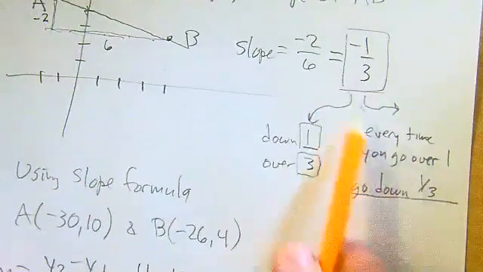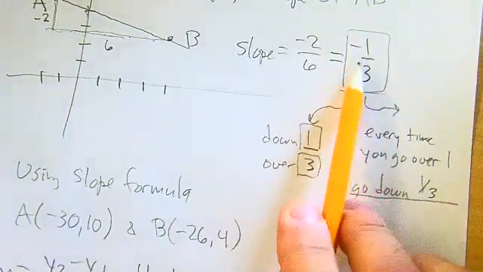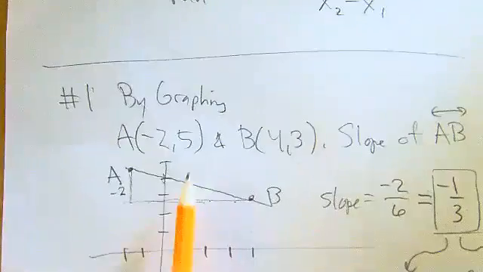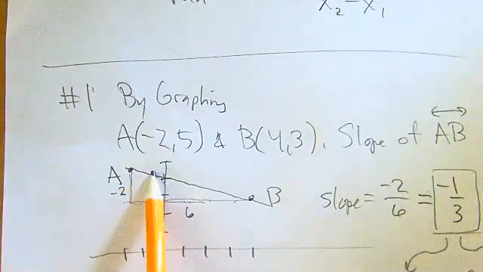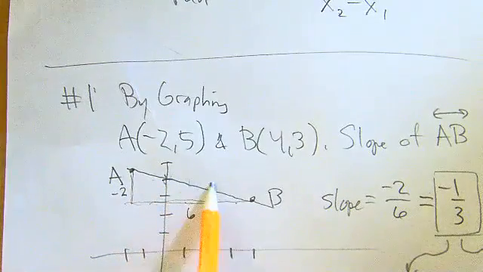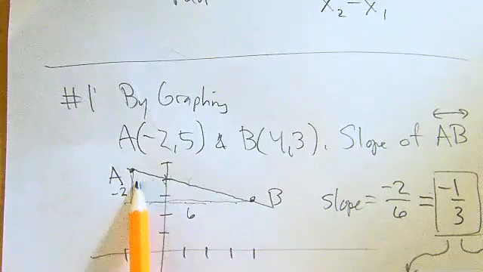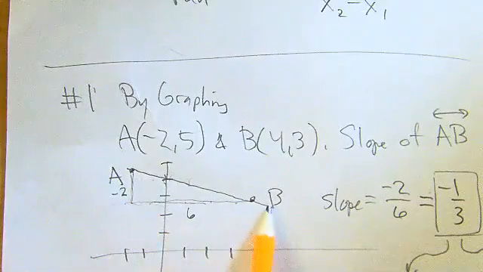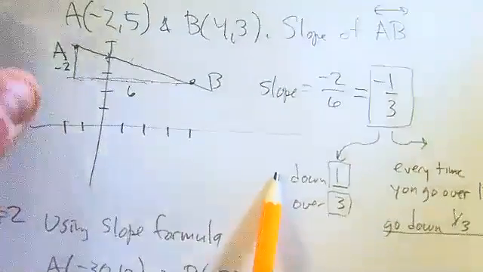Every time I go over 1, I go -1/3 or down 1/3. Look at here. Every time I go over 1, you actually only go down 1/3. Over 1, down 1/3. Kept doing that over and over, you would eventually go, you know, down 2 and over 6. But it does ask you to write out those 2 ways.